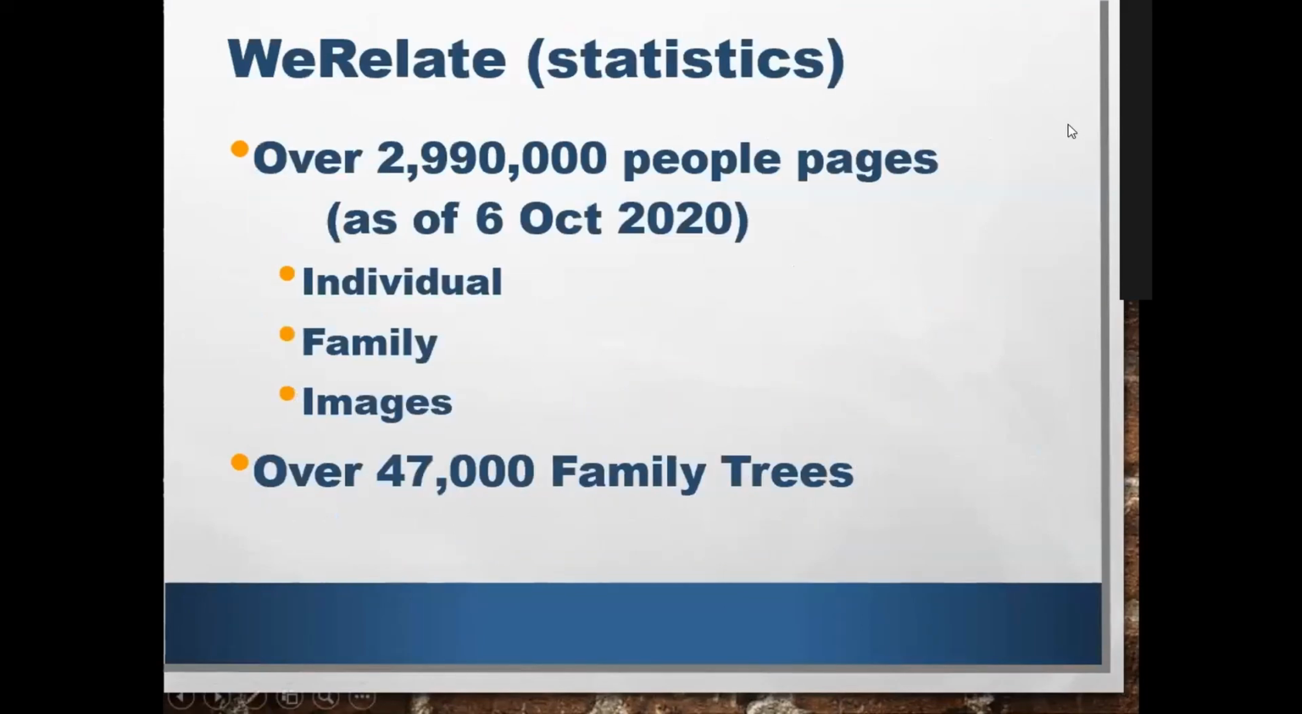And currently, as of October, when I started to think about this program some more and revise my previous presentation, they now have over 3 million people pages, which are individuals or families and images, and over 47,000 family trees or pedigrees.